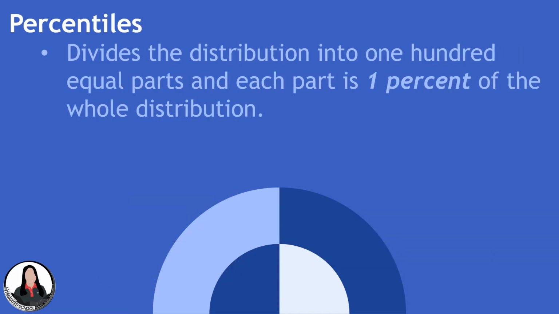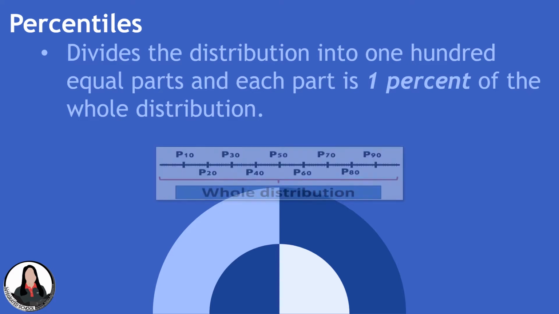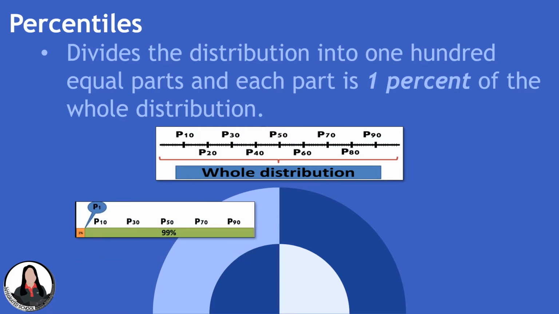The last type of quantile is the percentile. Percentiles divide the distribution into 100 equal parts, and each part is 1% of the whole distribution. So this means that the lowest 1% of an arranged distribution falls under the first percentile. The first percentile, or P sub 1, also separates the distribution such that the lowest 1% lies below it while the upper 99% lies above it. This concept also applies to all the positions under percentile.